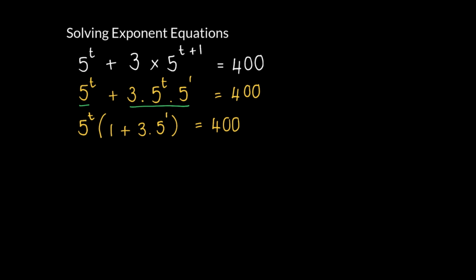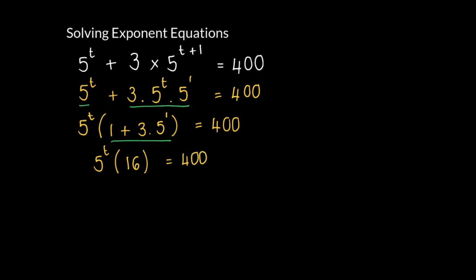Okay, now let's see where we can do this. So what we're going to do is simplify this middle part over here. I'm going to get 3 times 5, that's going to be 15, plus 1, and that's going to give me 16. So I'm going to get 5 to the power t multiplied by 16 is equal to 400.